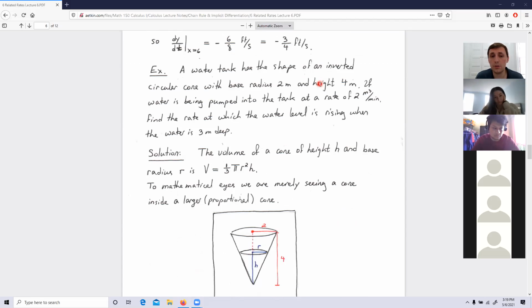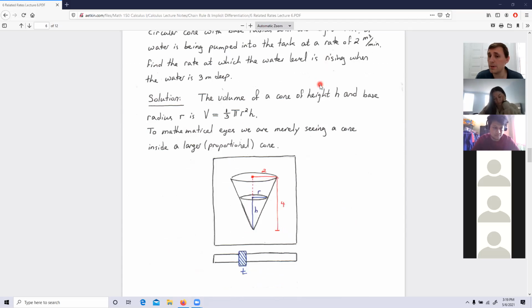Here I'm going to give you this picture. This is the picture that you should have in your mind. We have a cone. You see, guys? The big cone is radius 2, height 4.